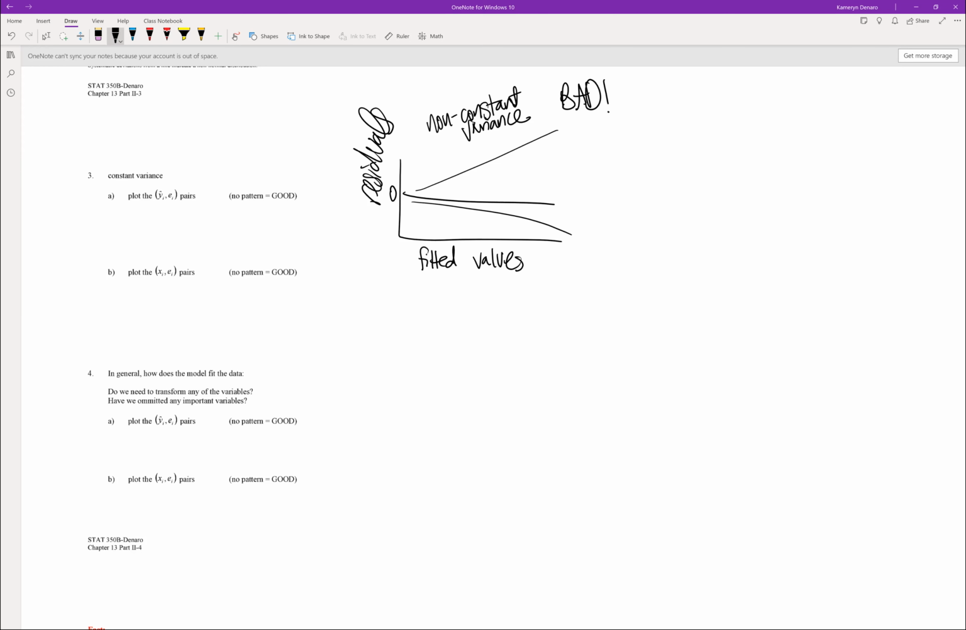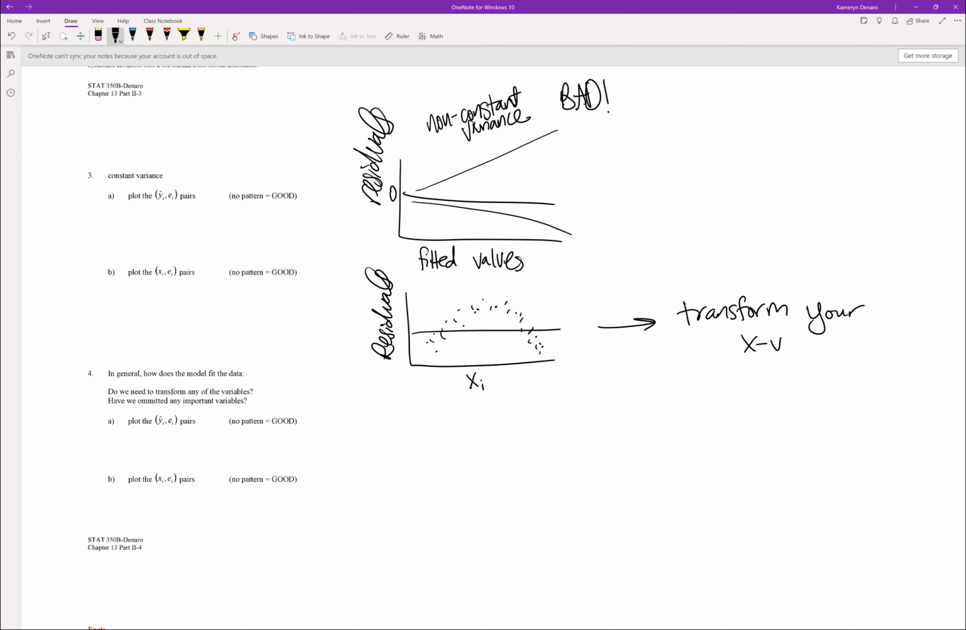All right, another thing that we want to look at is all of our xi's. So we want to look at each of our individual predictors and the residuals. And you don't want to see a pattern when you look at this, because if you saw a pattern, let's suppose that our xi's versus our residuals look something like this, that might tell you that you need to transform your x variables.